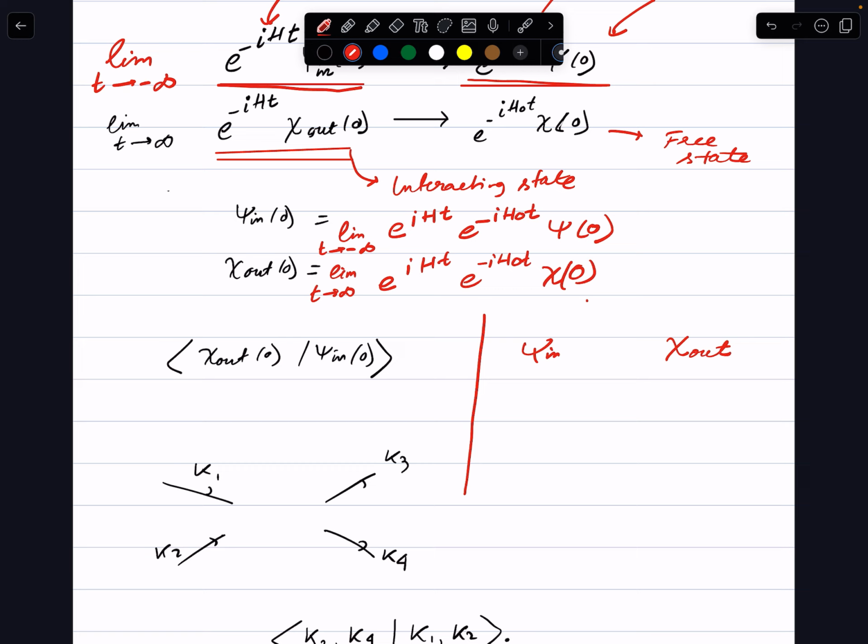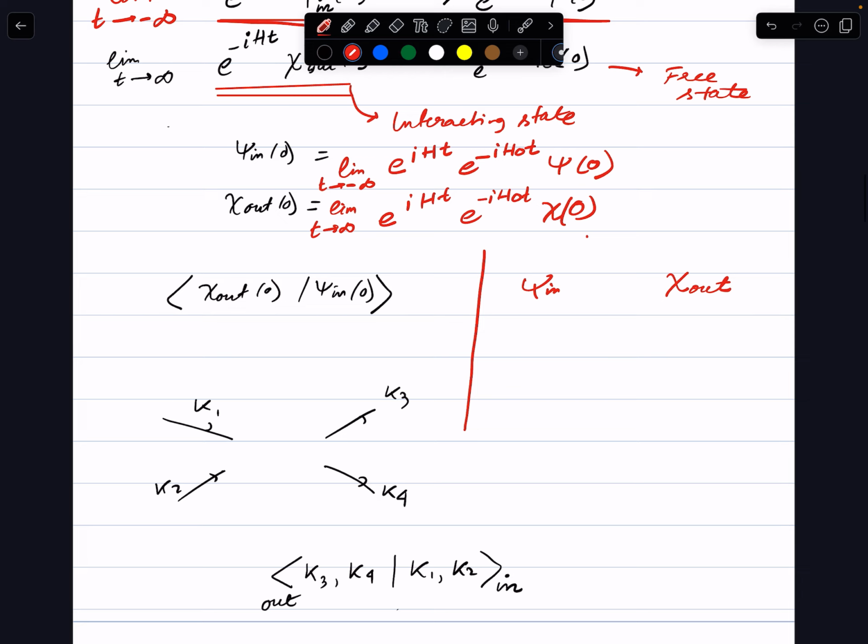We suppose psi in could be some state with some momentum p and chi out could be some state with some momentum p prime. So I give you an initial state, I give you a final state, and I want to ask a question like this: if my interacting state was psi in at time t equal to 0, what is the probability amplitude that it changes into chi out?